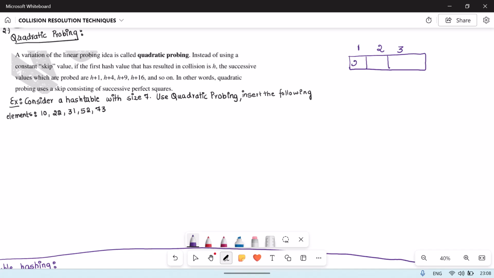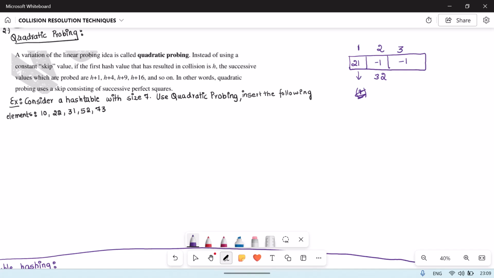If 1 is filled, and 2 is still, 3 is also empty, then if 1 is filled, we try to place the element in the second position in case of linear probing. Whereas in case of quadratic probing, if 1 is already filled, instead of going to the second position, we go to the square of the given position.